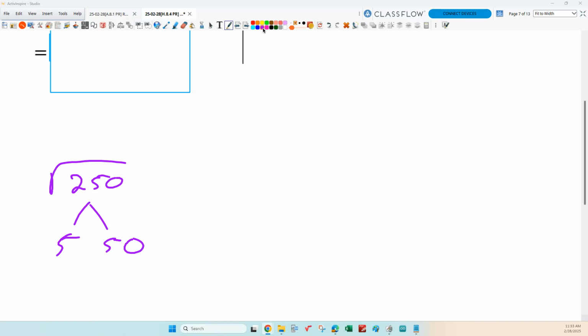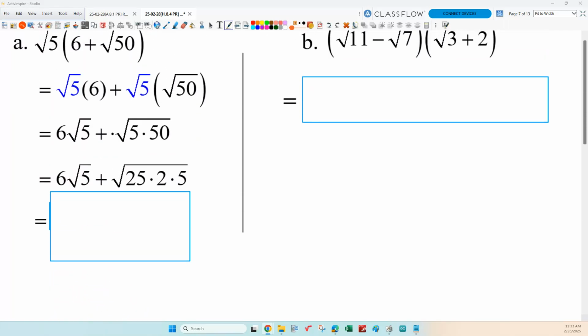5 and 50, and then you'd go from there, wouldn't you? Right? So why would we combine it into a 250 when it's already split? I could turn that 50 into a square root of 25 times 2, and then now I've got a perfect square, right? I've got a couple of 5s that I can take out front, and then I end up with a single 2 and a single 5 that are stuck inside. Does that make sense? Okay.